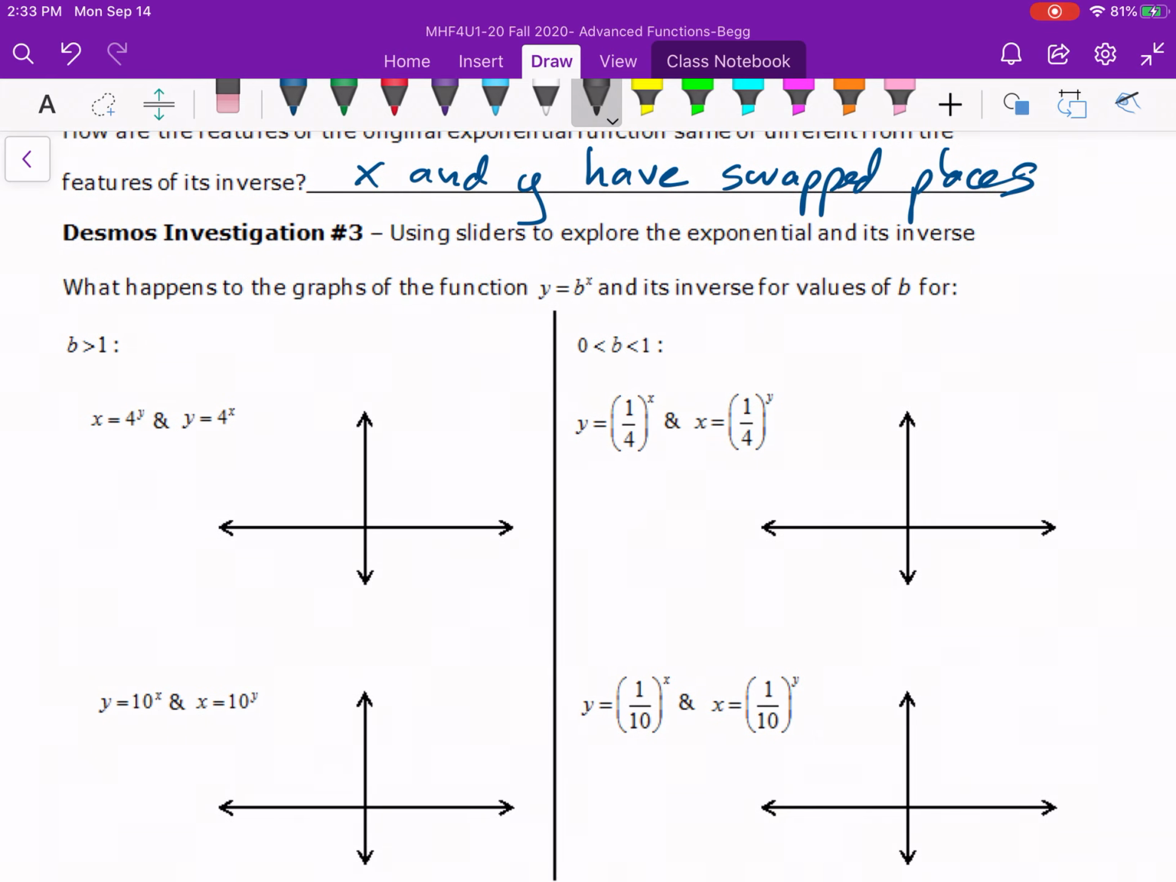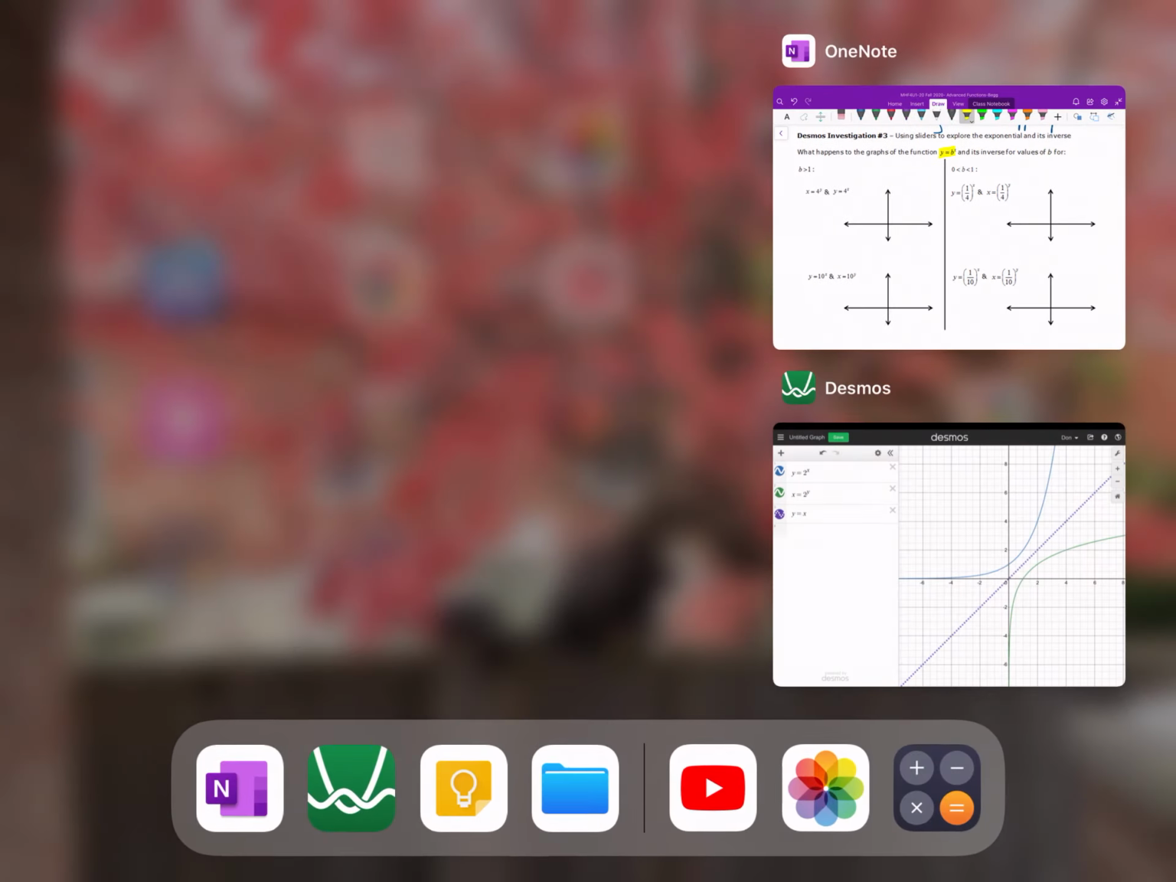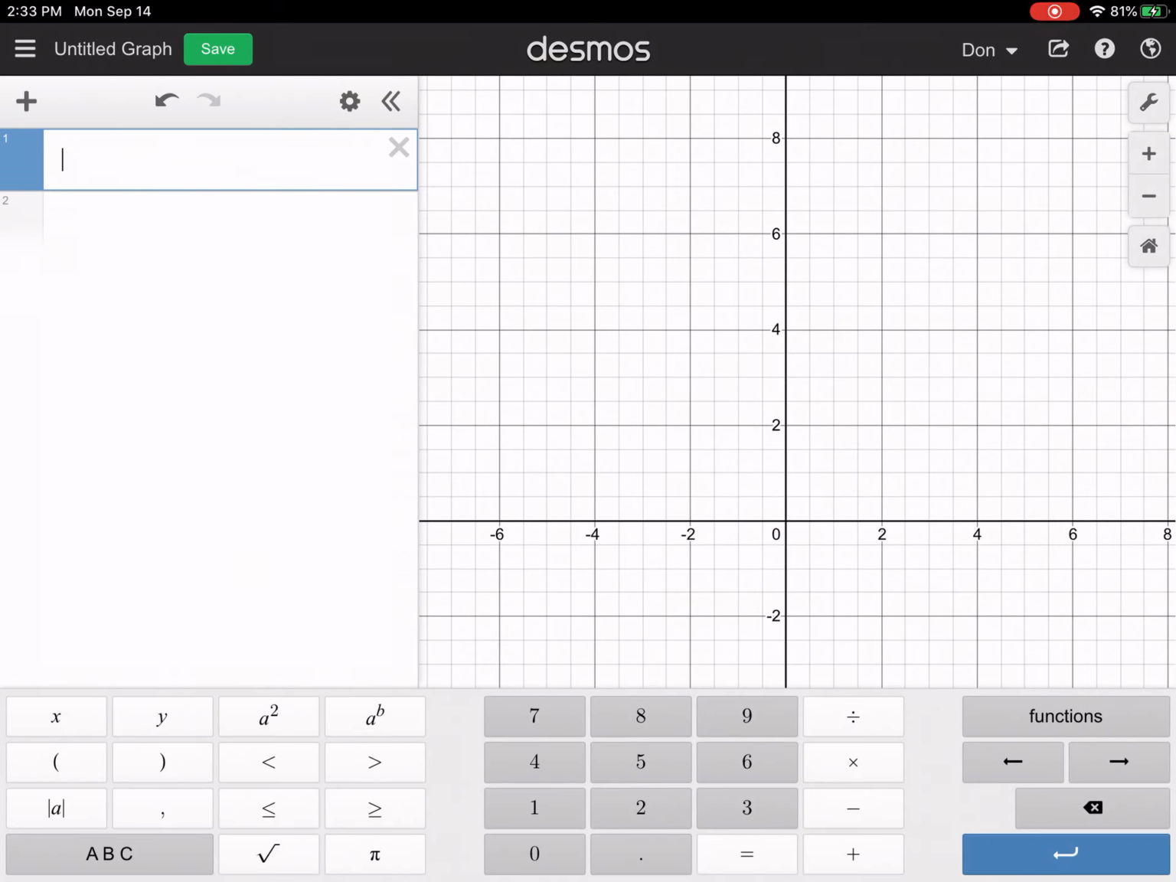Investigation 3. Use sliders to explore the exponential and its inverse. What happens to the graph of y equals b to the x and its inverse for various values of b? All right, let's put y equals b to the x and its inverse into Desmos. Y equals b to the x.